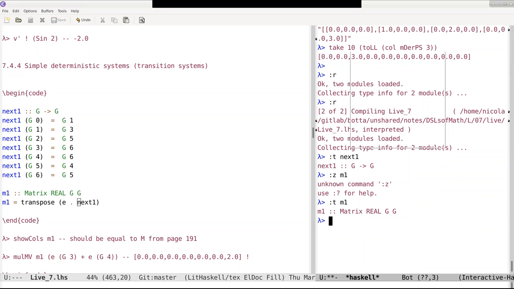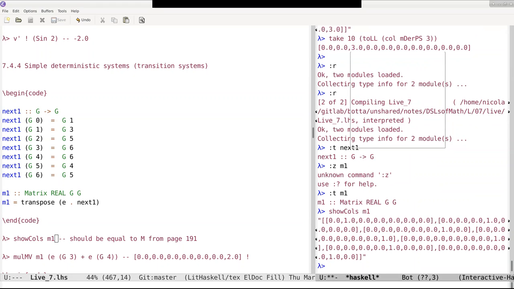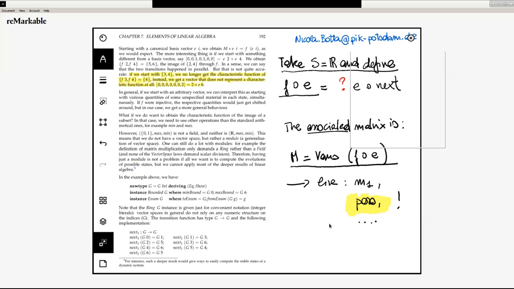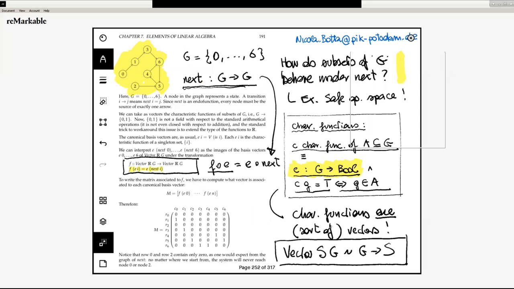So what is M1? I cannot show M1. I can show the columns of M1. That's okay, because M1 is in fact a function. So the columns of M1 built in this way should indeed correspond to the columns of this matrix that you have in the text.